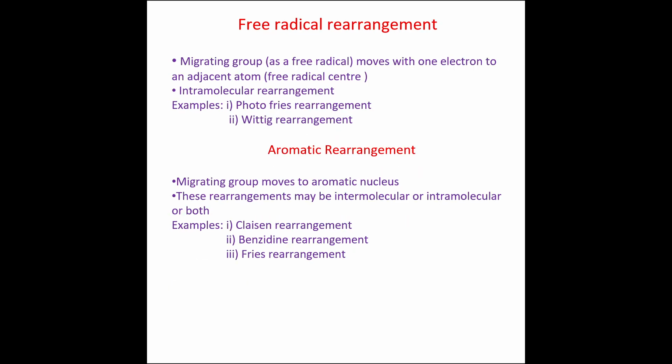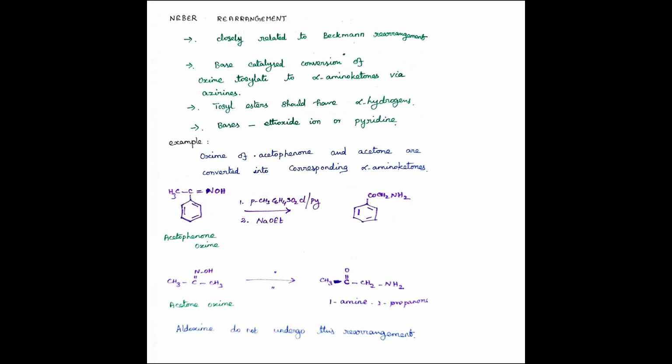rearrangement, Favorskii rearrangement. Here we are discussing the Neber rearrangement. It is closely related to the Beckmann rearrangement. In this rearrangement, the reaction involves the conversion of oxime tosylate to alpha amino ketone in the presence of base. In this conversion, azirine is the intermediate. It is formed in between the reaction.